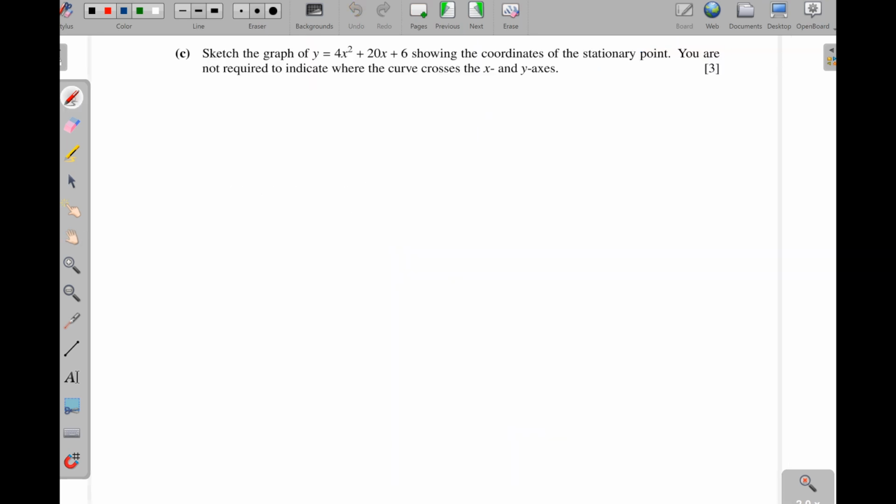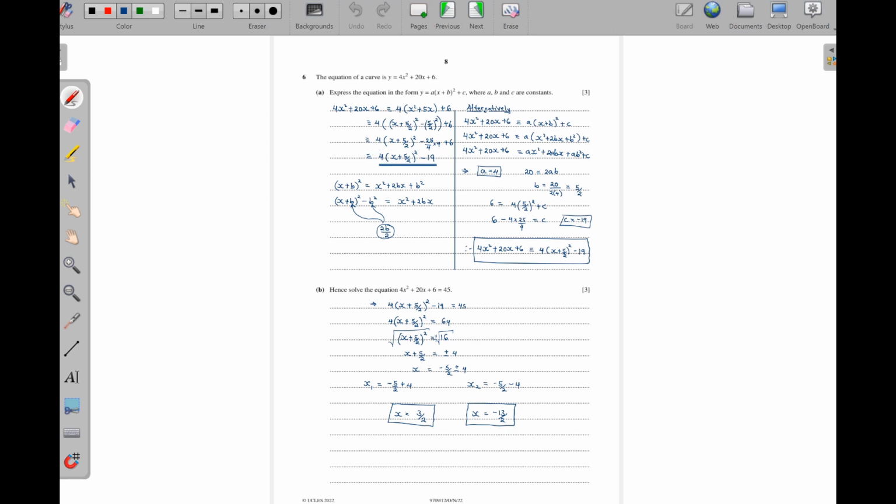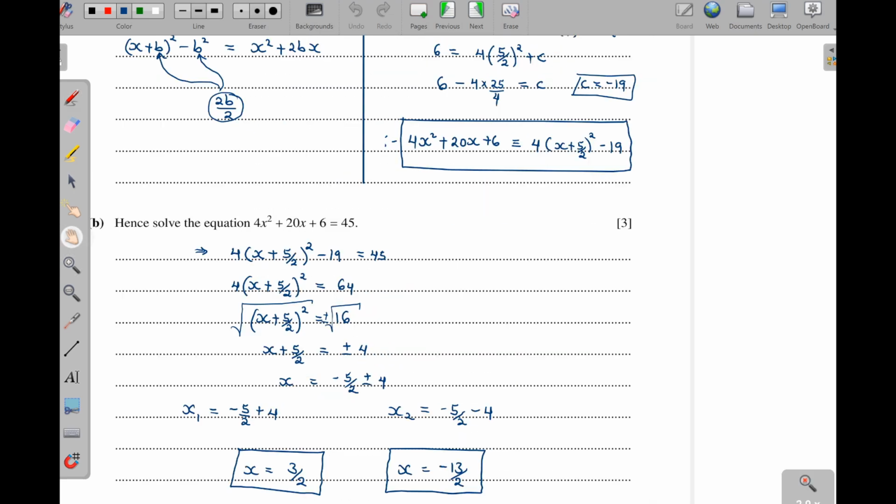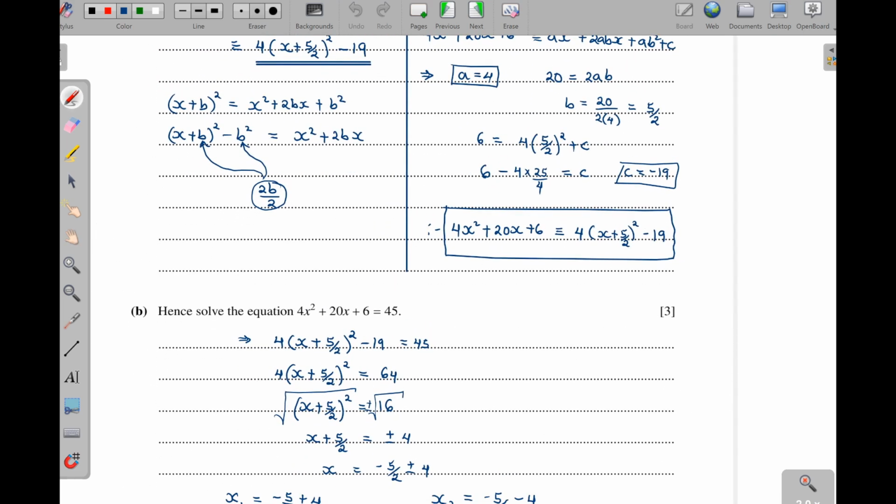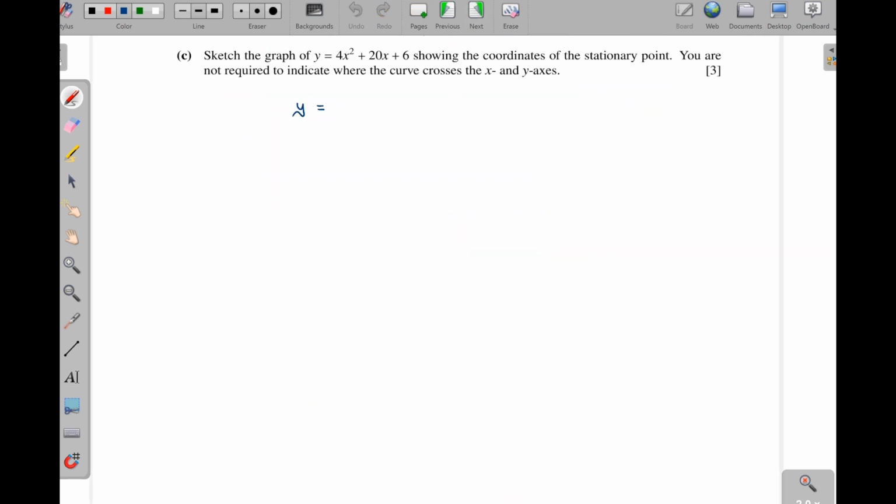Then part C, sketch the graph of y is equal to 4x squared plus 20x plus 6, showing the coordinates of the stationary point. You are not required to indicate where the curve crosses the x and y axes. Now, this y here, we have seen right from here, this one here, right? So we have 4 into x plus 5 over 2 squared, then minus 19.